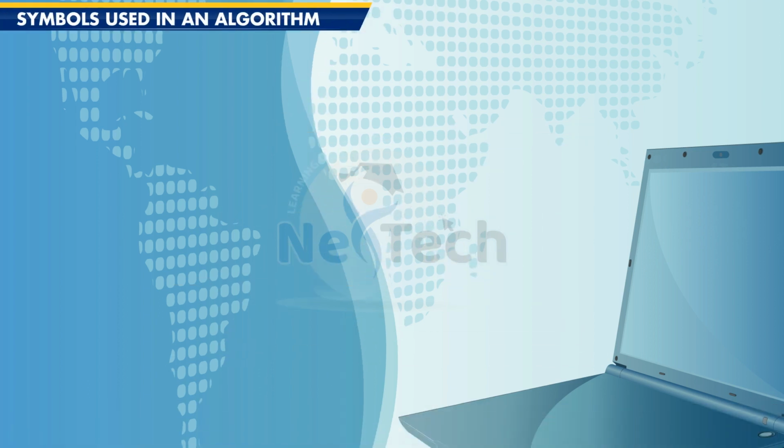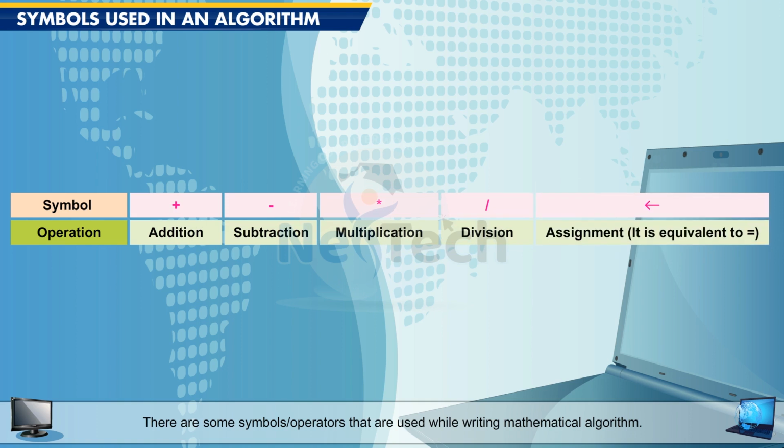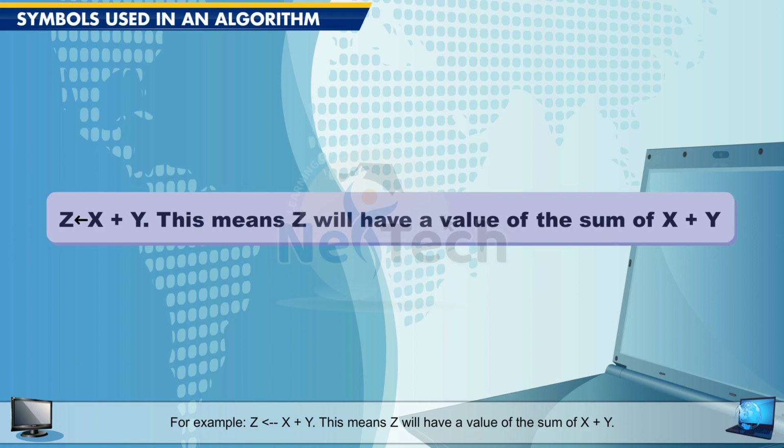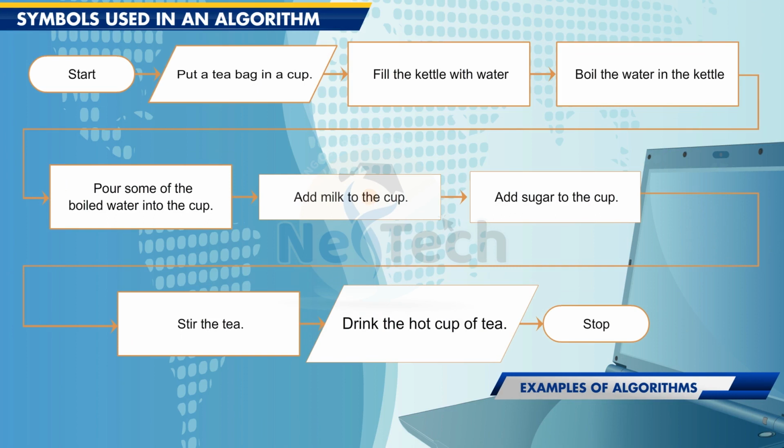Symbols used in an algorithm. There are some symbols or operators that are used while writing a mathematical algorithm. For example, Z = X + Y. This means Z will have a value of the sum of X plus Y. Examples of algorithms. Example 1.